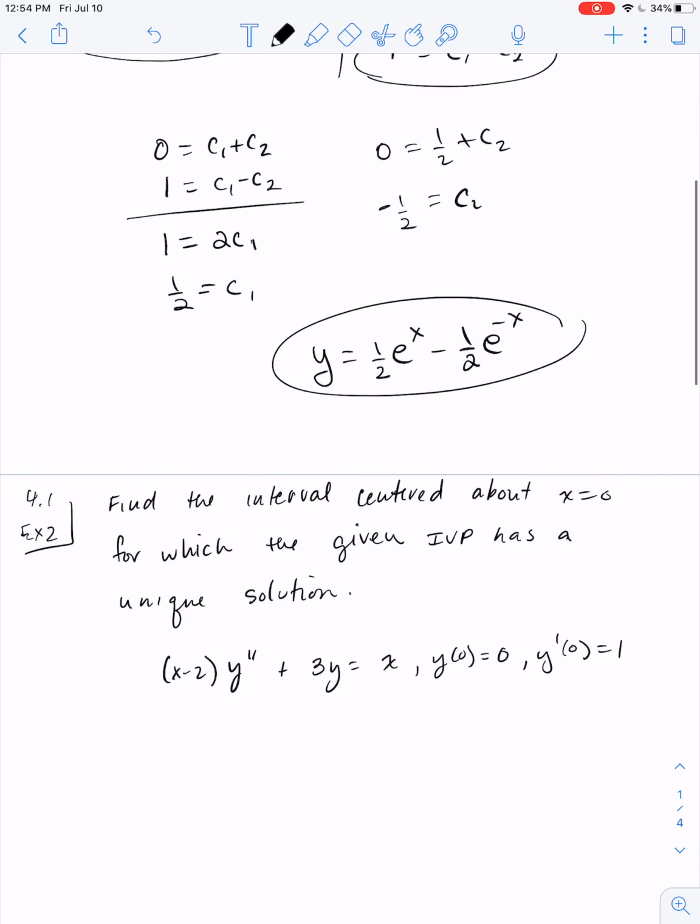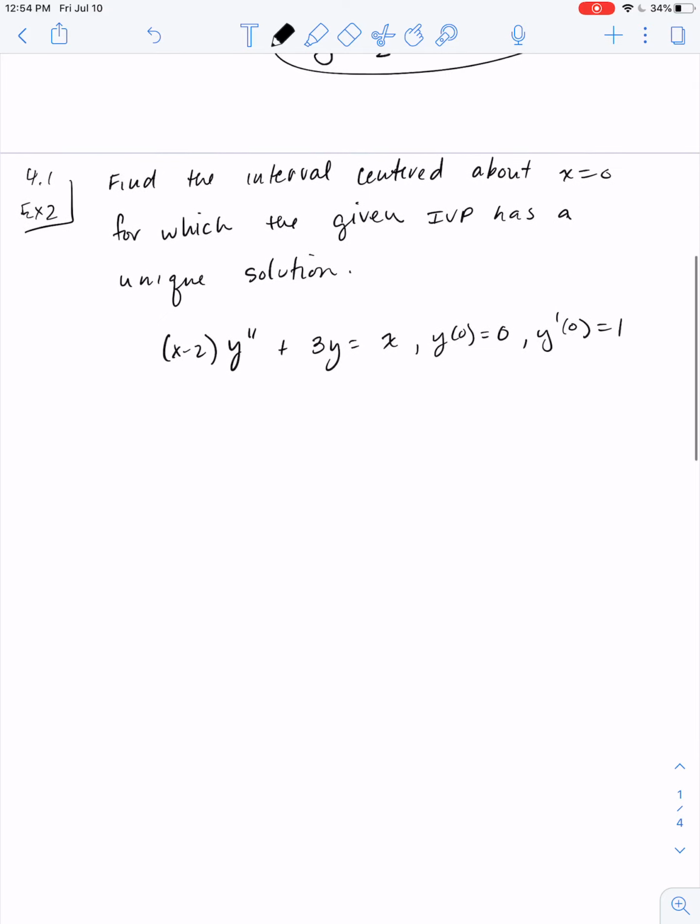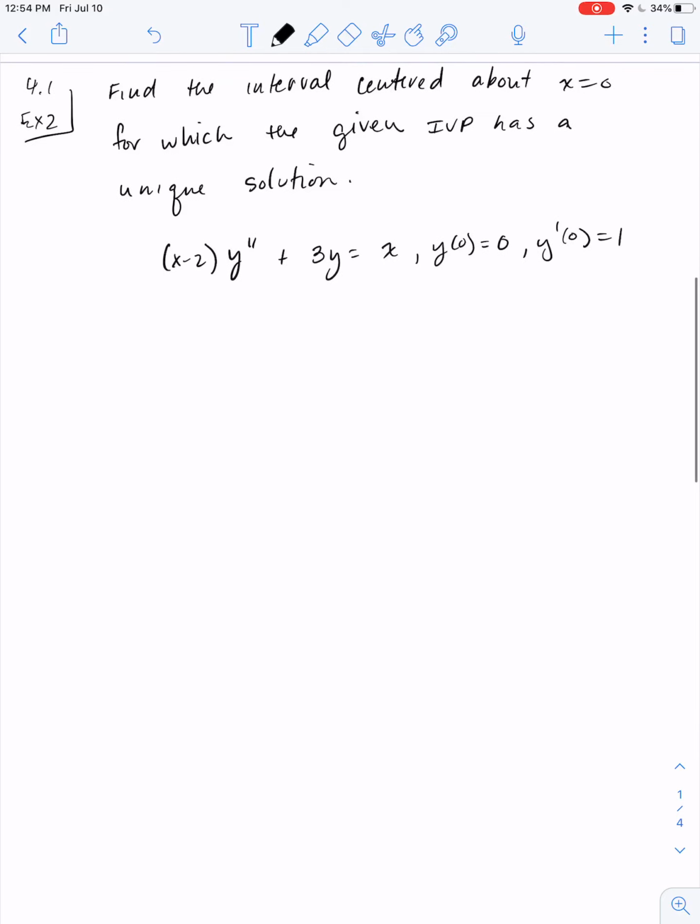Okay, the next one, they talk about finding the interval centered about a value. So in this case, x equals 0, for which the given initial value problem has a unique solution. So again, talking about a couple things, standard form of any differential that we have, we want to get this to just be 1 times the derivative.